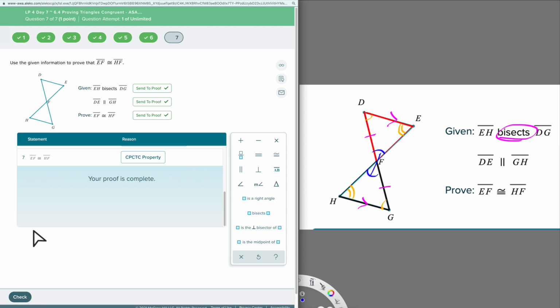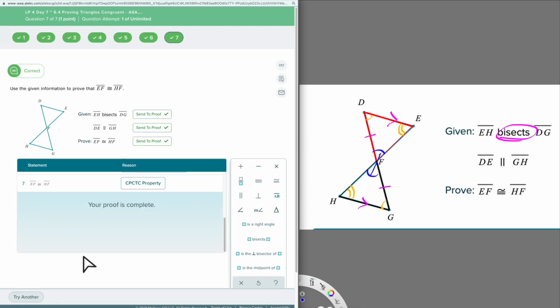I keep saying congruent at the first one. It's corresponding parts. I apologize for that. I keep mixing up my C's there. All right, so that was section 4. I will see you in section 5.